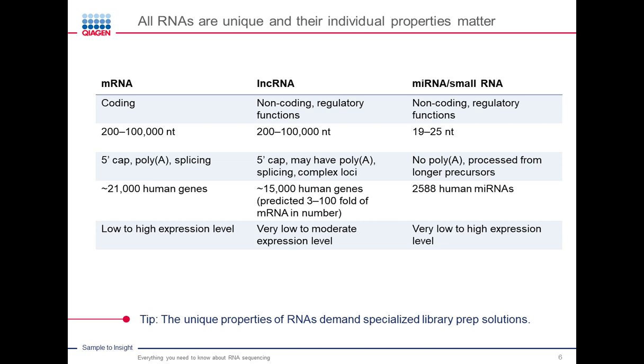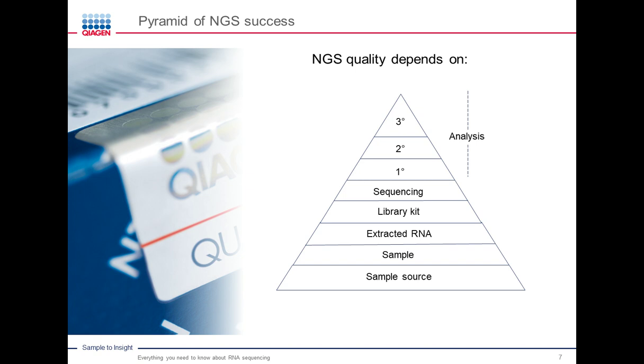Now, microRNAs totally blow the whole thing up. So they're non-coding, they have a regulatory function, but they're only 19 to 25 nucleotides. As a result of that, there are specialized library preps that are made particularly for microRNAs. And very much like their larger friends, the mRNAs and long non-coding RNAs, they have very low to high expression levels. And an overall tip is that the unique properties of RNAs demand specialized library prep solutions.